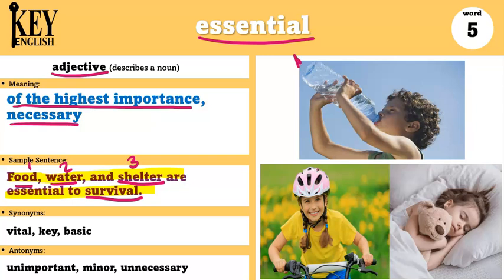Another example would be, water is essential for all living things. So not just people, but also plants. If we don't have water, then plants and trees and people can die. So it is essential. How about when you are riding a bike? So when you're riding a bike, the essential thing is a helmet. So I can say it's essential to wear a helmet when riding a bike. That way if you fall, you don't get hurt.